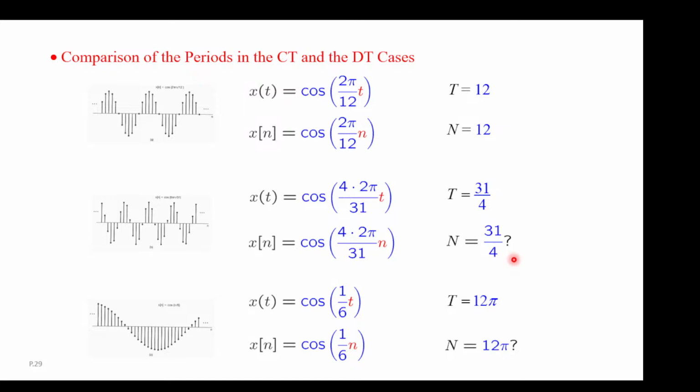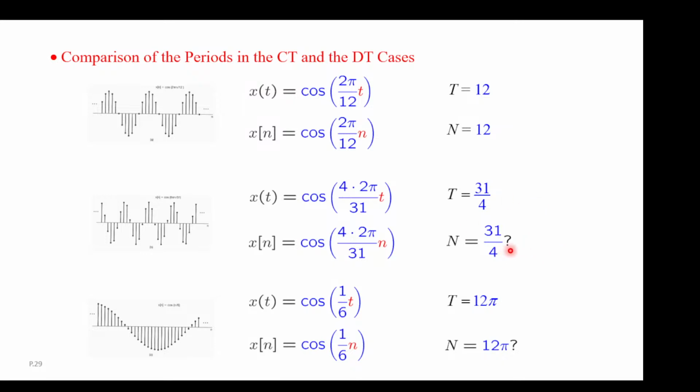Some people wait. Let's think a little bit again. So, yes/no question: if you think N equals 31 over 4, raise your hand. And if you think N is not equal to 31 over 4, raise your hand. Okay. Of those of you that said no, does anyone want to answer what's the period here? What's the actual N here?